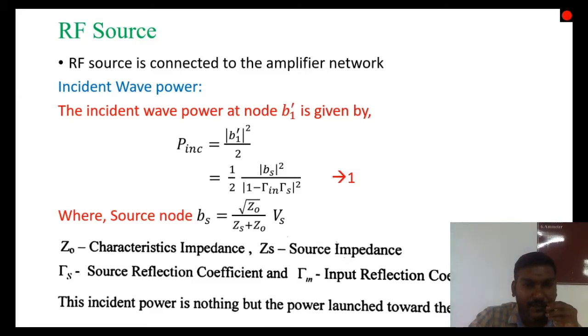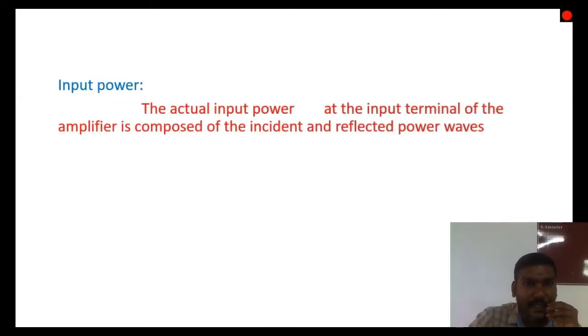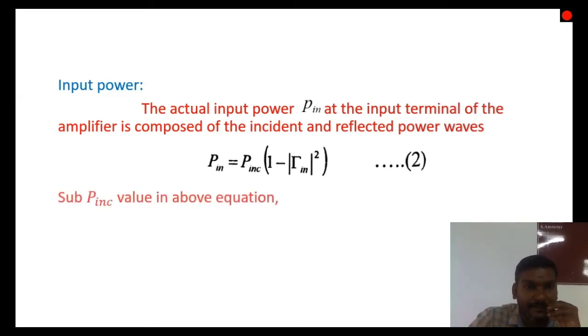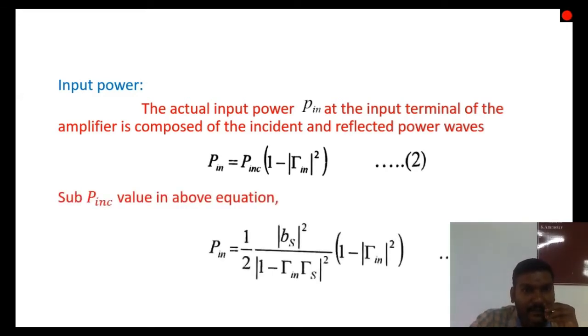the input reflection coefficient. Input power is nothing but actual power. The actual power P in at the input terminal of the amplifier is the incident power minus the reflected power. This P in is equal to P incident into 1 minus gamma n squared. If you substitute the P incident value, you will have this value.